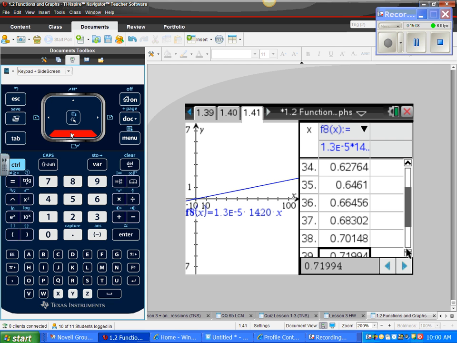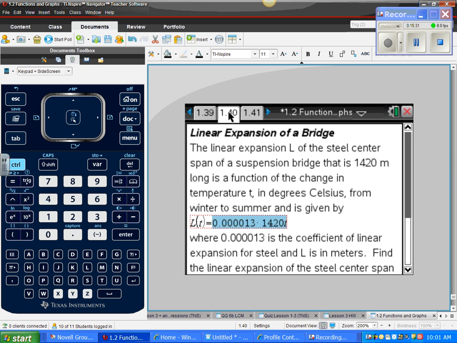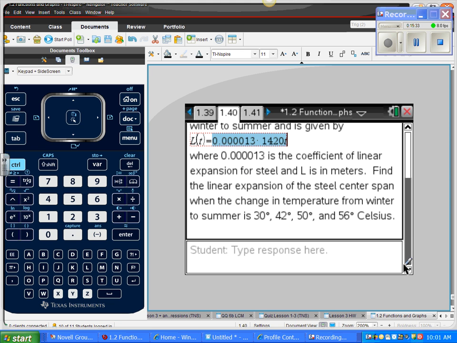42. 0.77532 meters. 50. 0.923 meters. And then 56, 1.05222 meters. Okay, so it was very simple to do because we knew where to find those values.